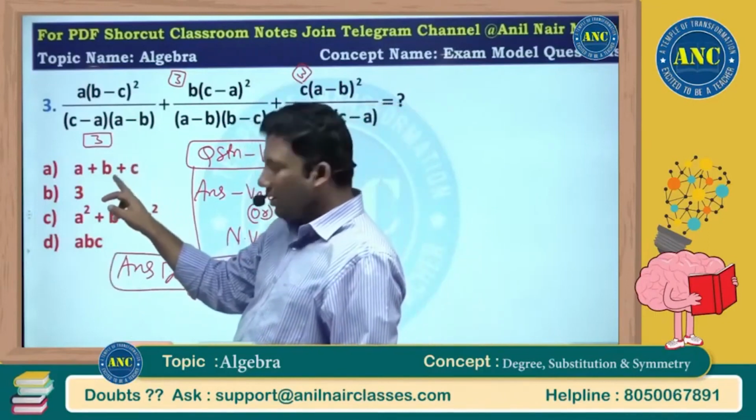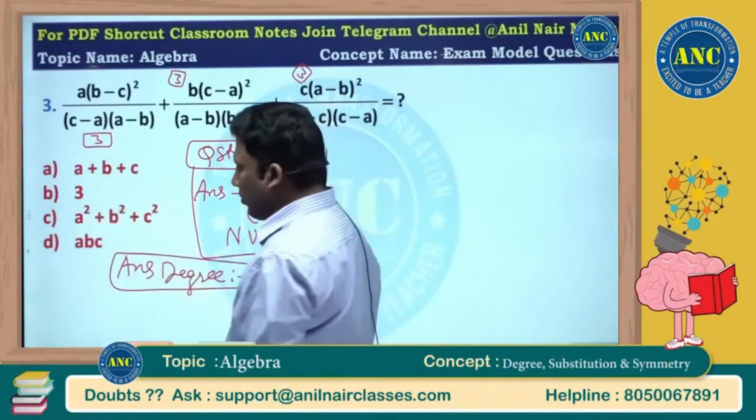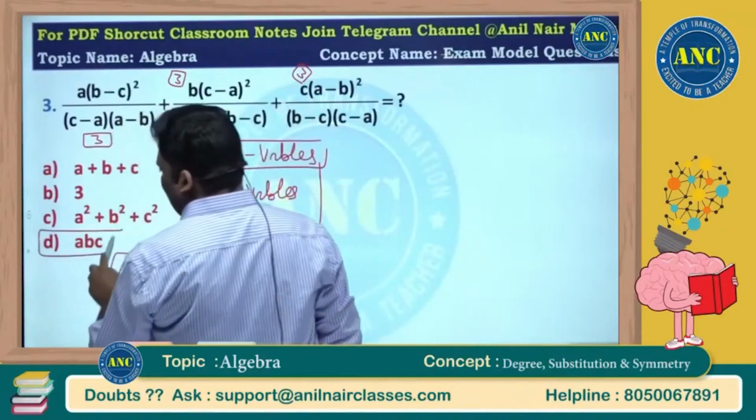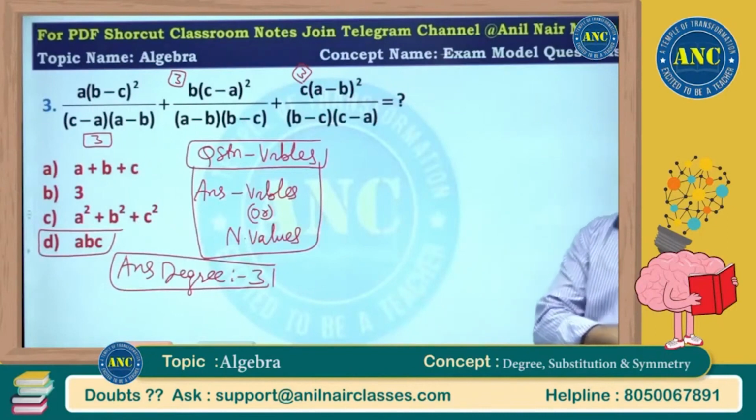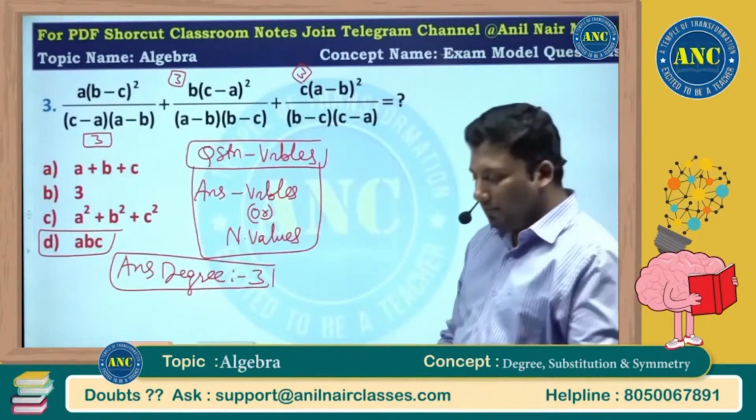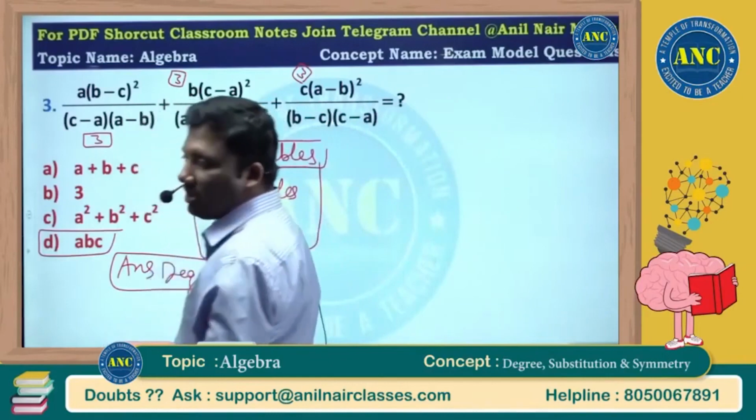Here it is degree 1, degree 0, degree 2. Answer should be degree 3. So the answer for this question is A, B, C.